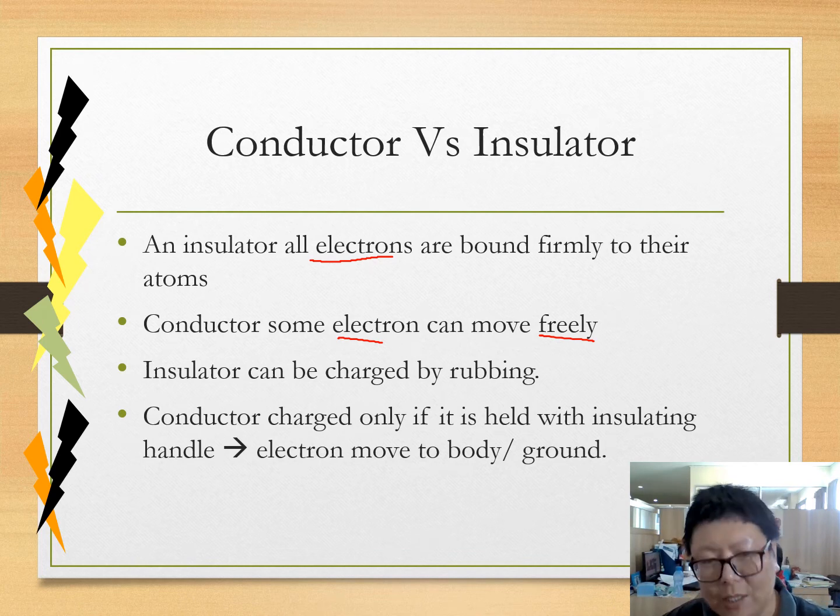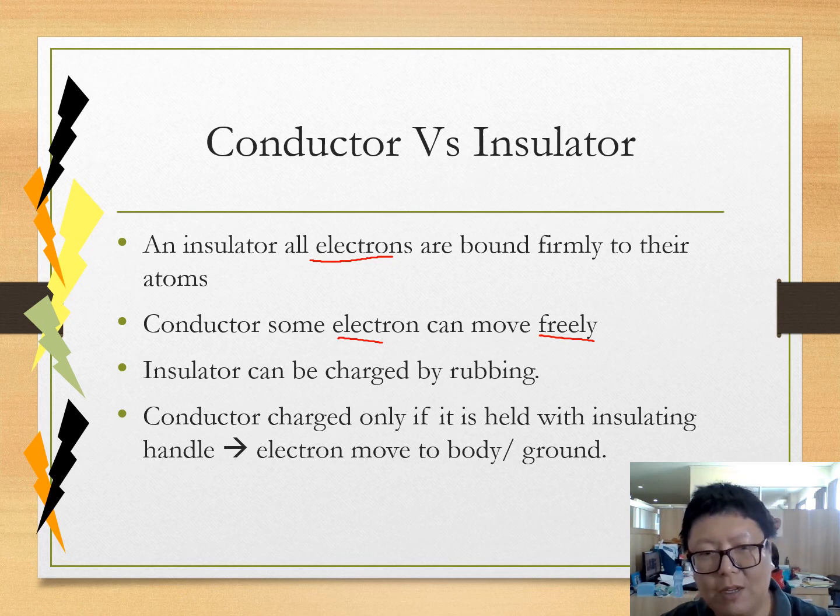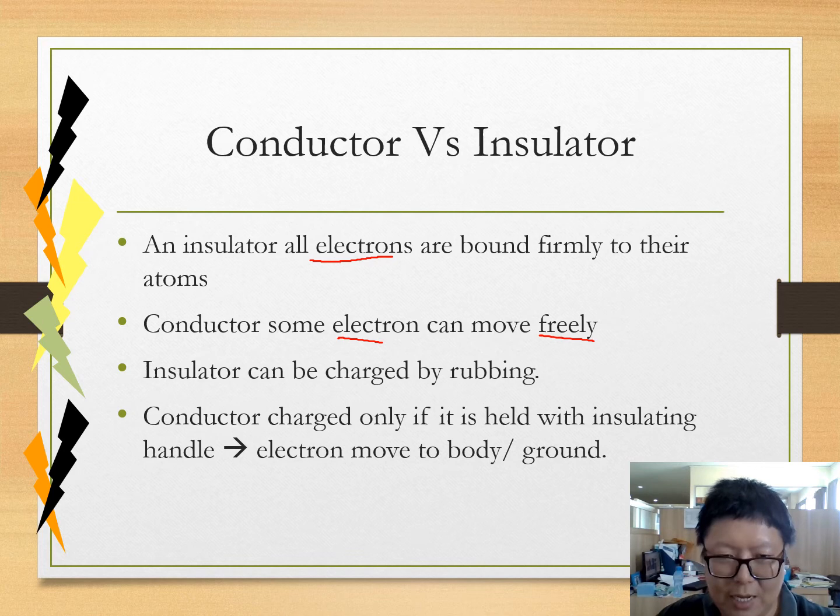So only the insulator can you charge by rubbing. For example, with the experiment you have done before, when you rub the ruler, which is the insulator, you give a force, a friction, that moves the electrons from the ruler or from the balloon. But if it is a conductor, you cannot rub it, because the electrons are free to move. Then it will easily lose the electrons.